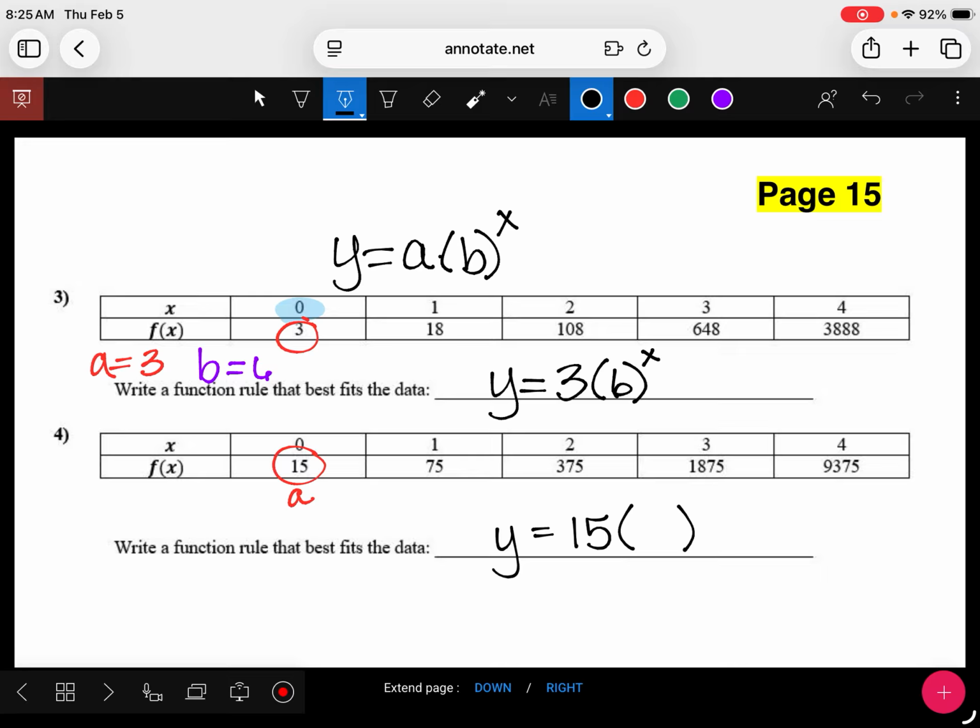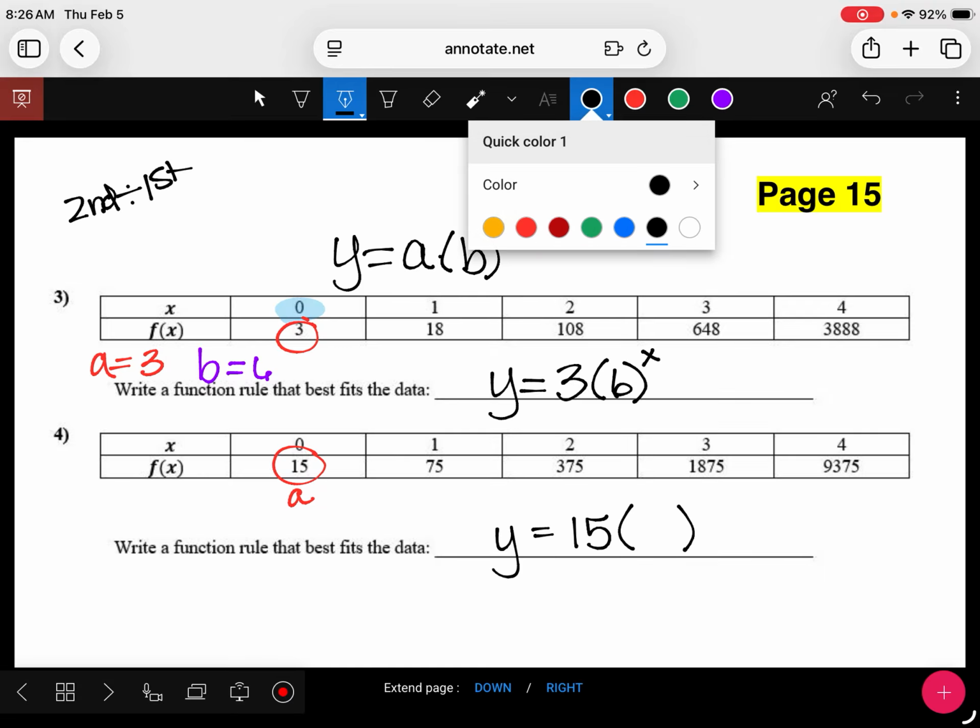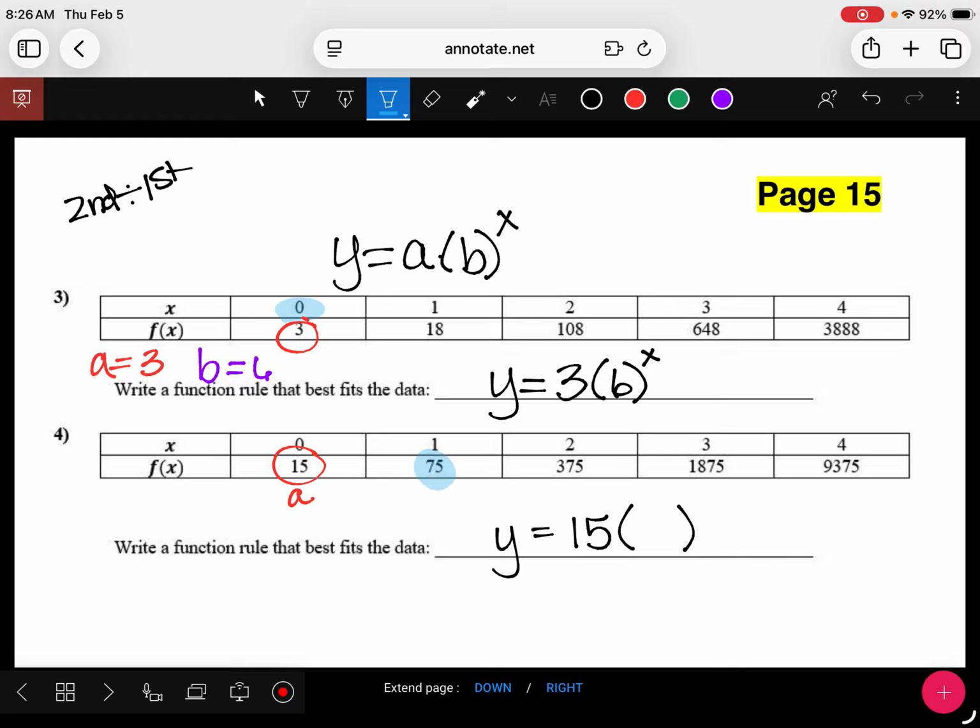And if you struggle, one thing that you can do to figure out the multiplier, if you can't find that b value, is just take the second number and divide it by the first number. So if you take 75 and divide it by 15, you will get 5. So that's another way to do it if you struggle figuring out the number. So 75 divided by 15 is 5. So I know my multiplier is 5.